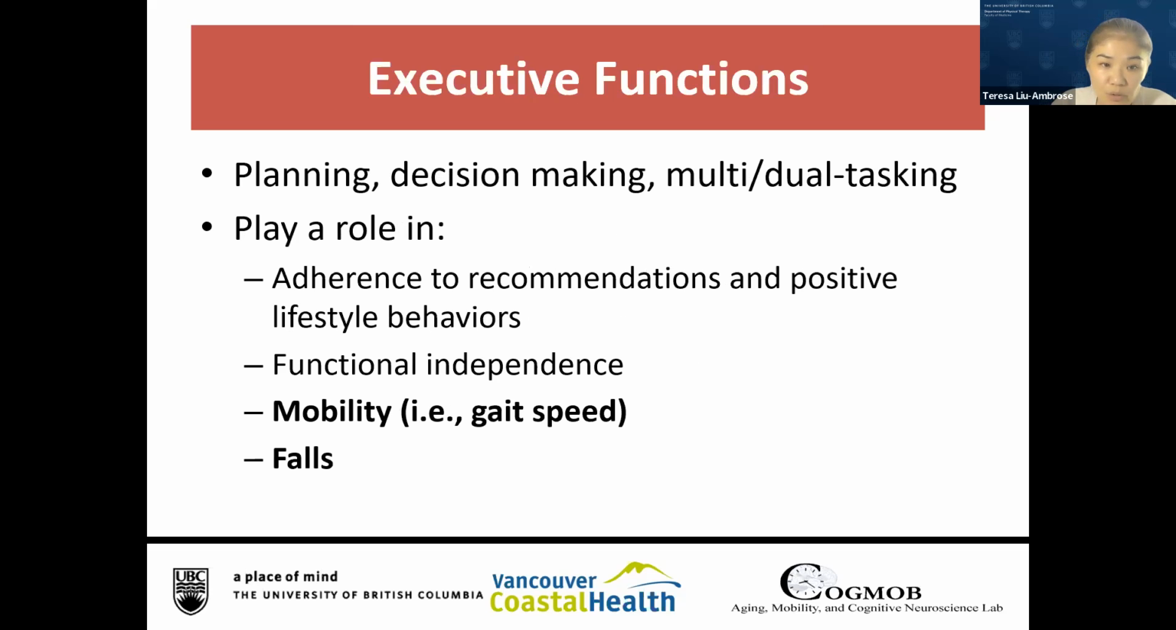And we know from research and from actual clinical observations that intact executive functions are critical for one's ability to actually adhere to recommendations and to adopt positive lifestyle behavior. So it really has huge relevance as to how people can adhere to what we prescribe to them when it comes to falls prevention. Executive functions play a huge role in one's functional independence. It really does tie into the ability to, let's say, complete finances, to cook, to plan, again, their daily lives. And we do know that there's a tight correlation between one's executive functions and their mobility, specifically their gait speed and the risk for falls.